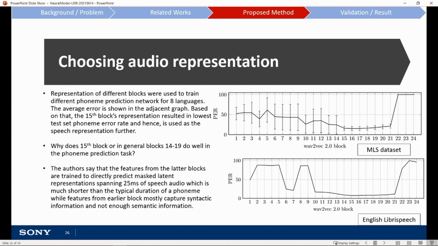So the question arises, why does the 15th block, or in general blocks 14 to 19, do well? The authors say that the features from the later blocks are trained to directly predict the latent representations, which span 25 milliseconds of speech audio, much shorter than a typical duration of a phoneme. And features from earlier blocks capture mostly syntactic information, and there is not enough semantic information in them.